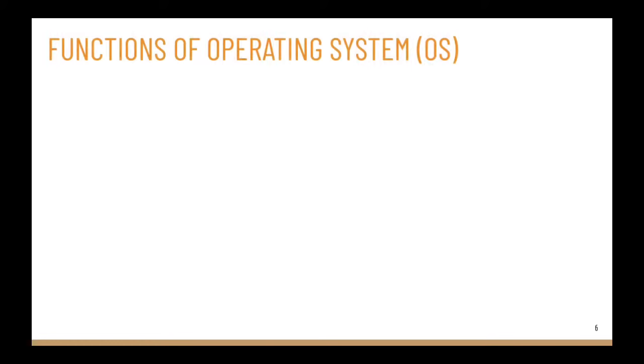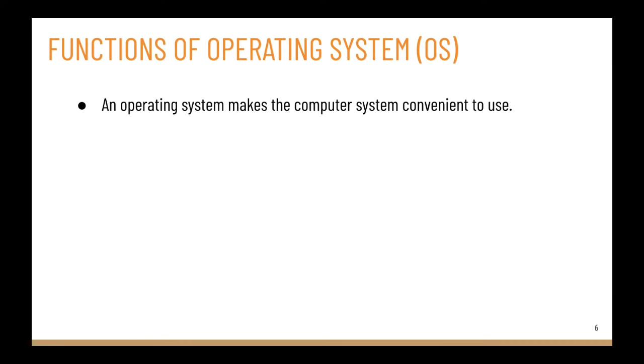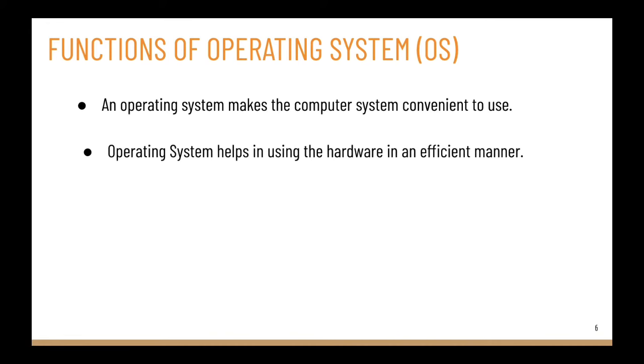How does an operating system help so that we can use the computer system smoothly? It helps in the following ways. The first function of an operating system is that it makes the computer system convenient to use. So if you have an operating system, you can use the computer system conveniently. Next, operating system helps in using the hardware in an efficient manner.